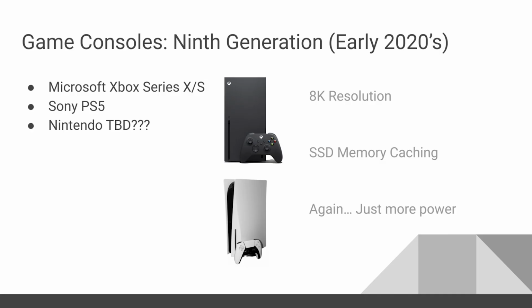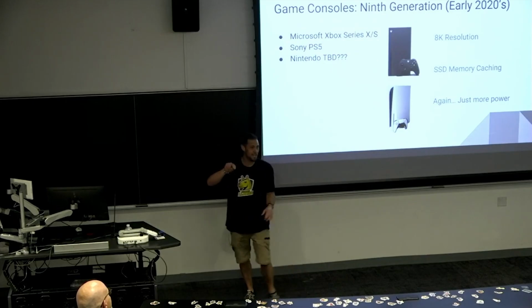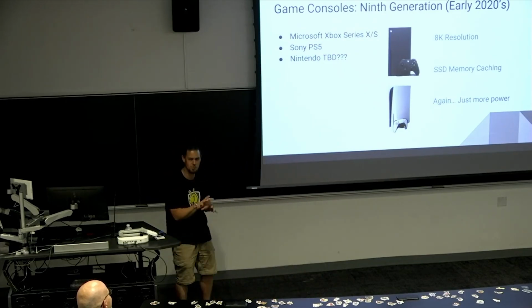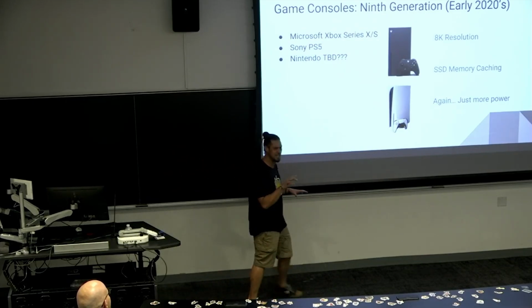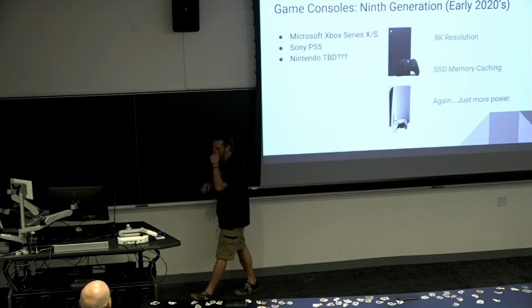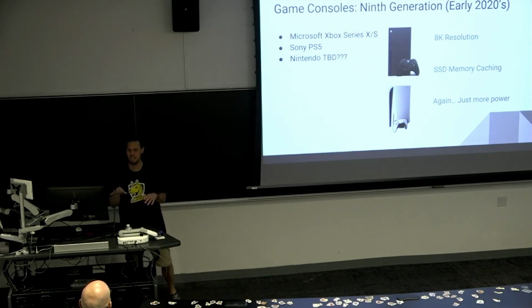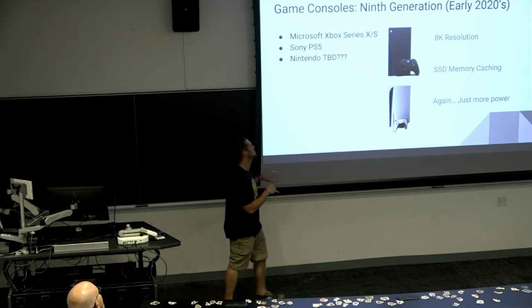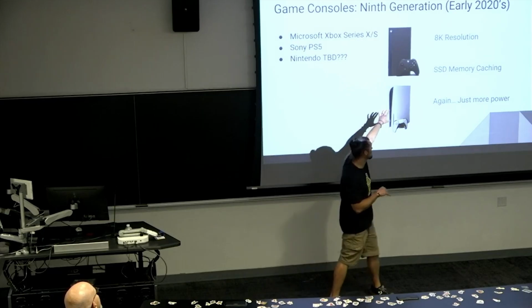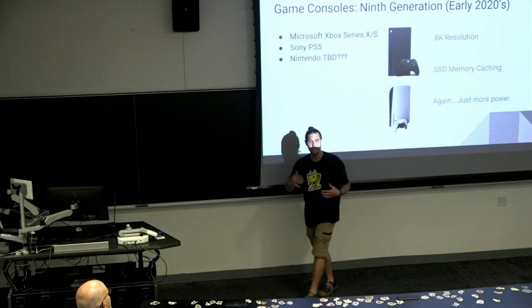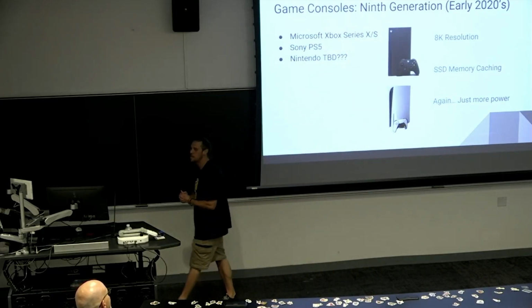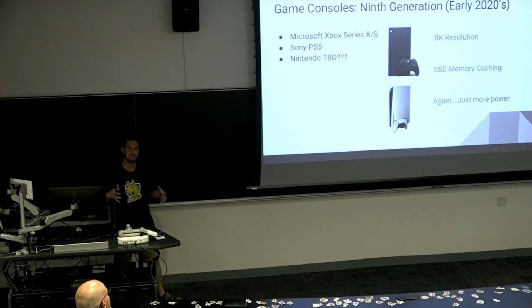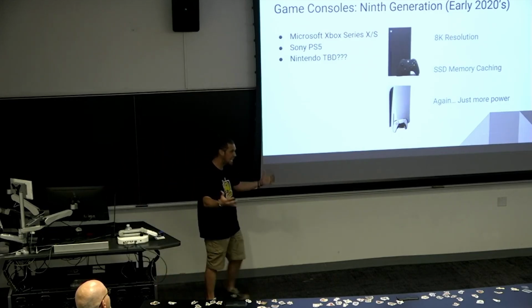Ninth generation consoles, still a three-horse race. Well, technically a two-horse race because Nintendo hasn't entered this generation yet. There's whispers that early 2025 we'll see. Some people think it's going to be holiday of 2024. We're way too late for that. 8K resolution, again, we're doubling that processing power. SSD memory caching, so again, we can build bigger, better games.